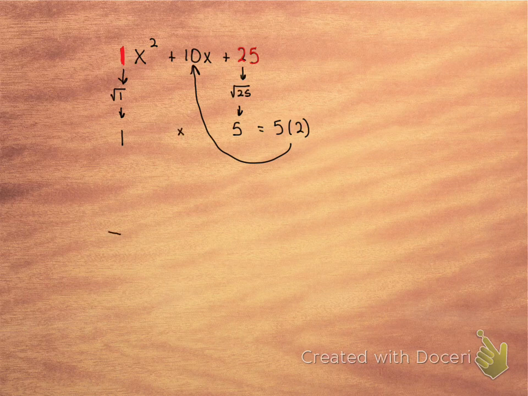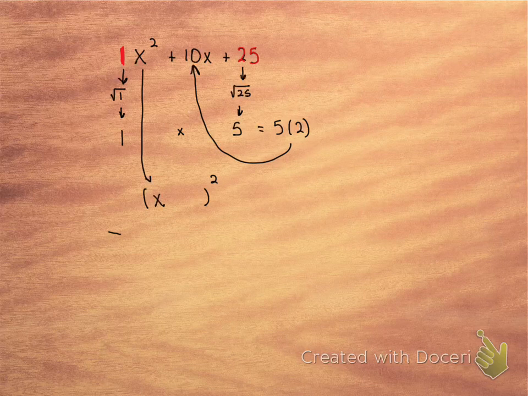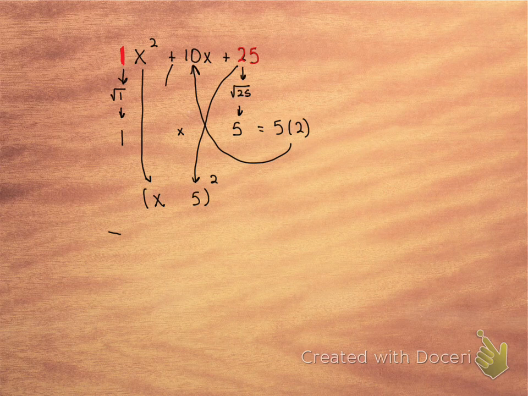And the factors are going to be exactly the same. We're going to have two of them. The square root of x squared is x. The square root of 25 is 5. And we'll bring our first sign down with us. And now we have factored. Okay, let's do another one.